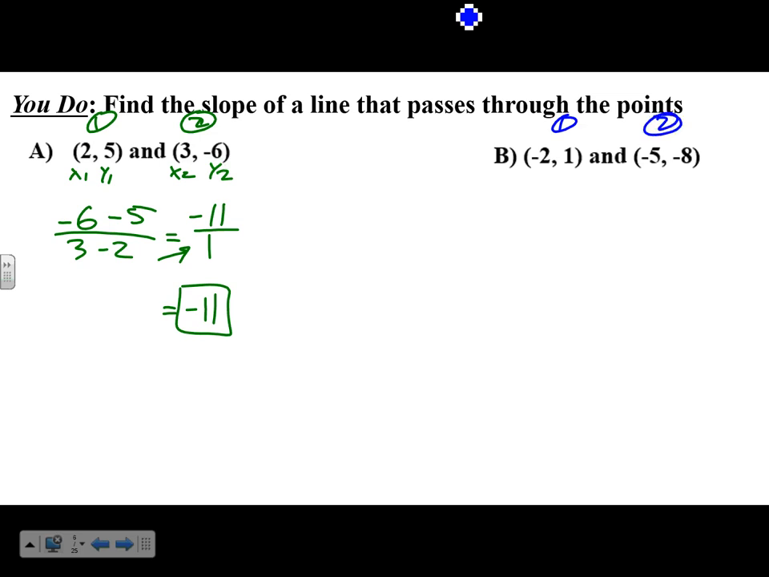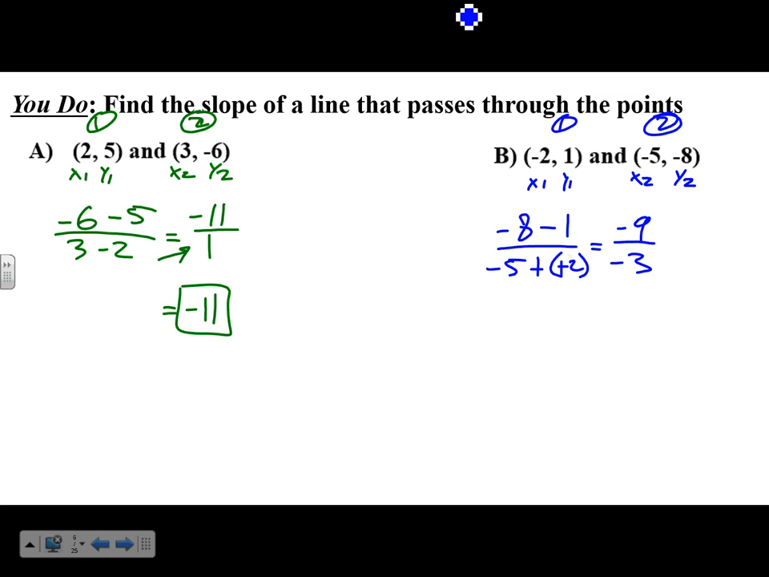So we have x1 and y1, x2 and y2. We have negative 8 minus 1 over negative 5 minus negative 2. Negative 8 minus 1 is negative 9. I know a lot of people have put negative 7 for that, so be careful. Negative 5 minus negative 2, there's a lot of negatives in there. Use your calculator. Just type out negative 5 minus negative 2. It'll give you that answer. If you do it by hand, minus negative is plus, so negative 5 plus 2 is negative 3.